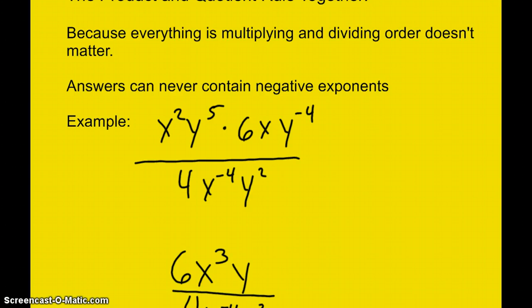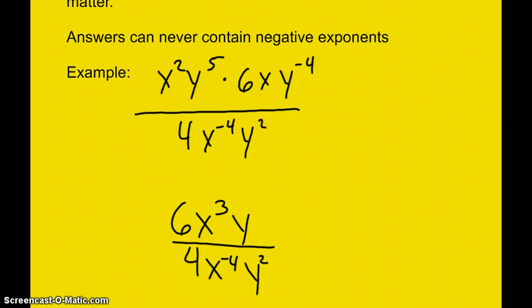My advice to you when you get into these more complex problems is do them in their parts. Don't get overwhelmed by trying to look at the whole thing. So to start with, we're just going to simplify the top. x squared y to the 5th times 6x y to the negative 4th.